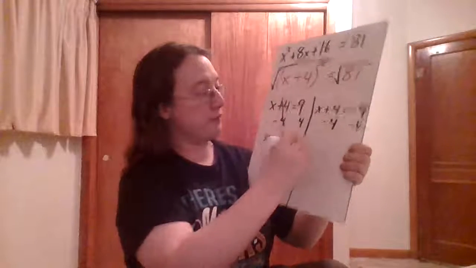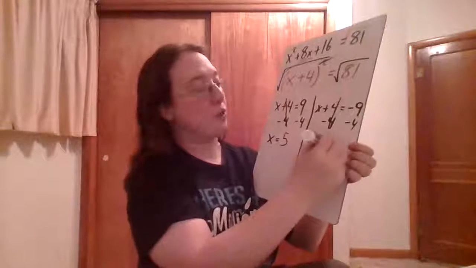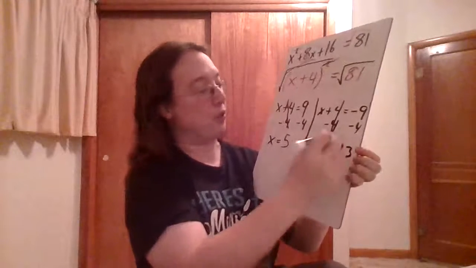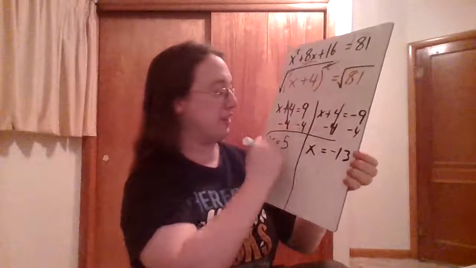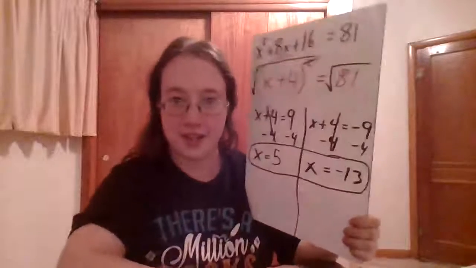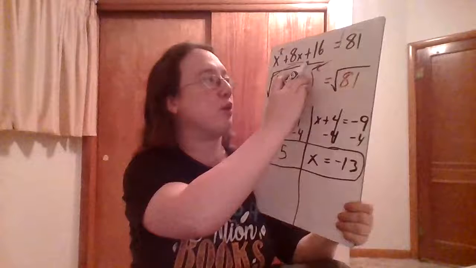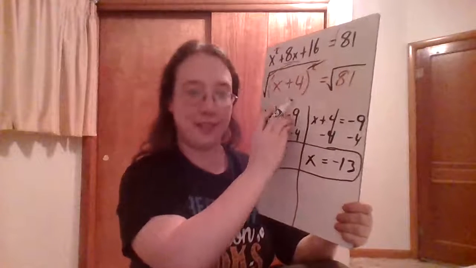9 minus 4 is 5. These 4's are going to cancel out too. Negative 9 minus 4 is a negative 13. So those are our 2 answers there. Alright, so that's why we want perfect squares, because once we have a perfect square, we can do this.